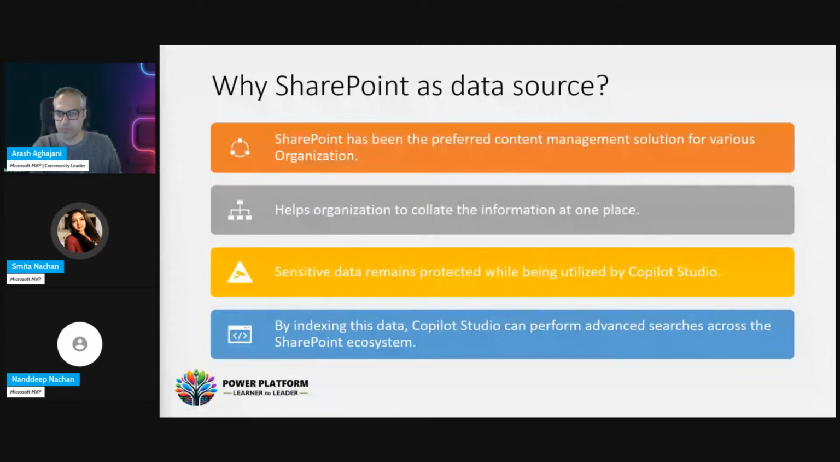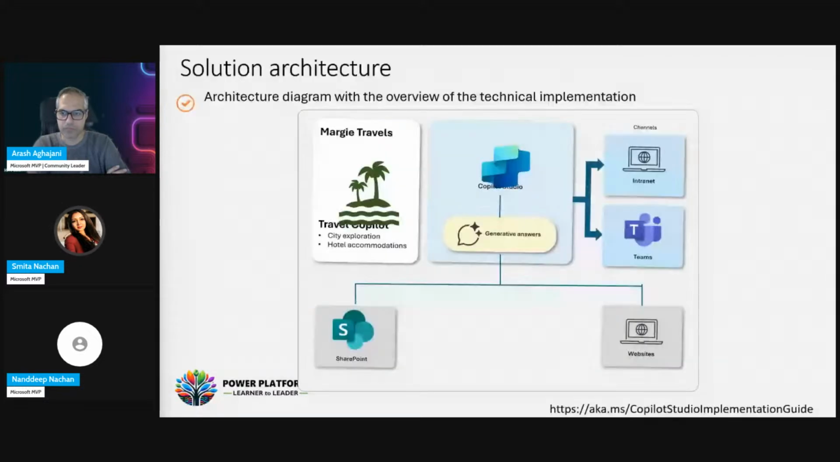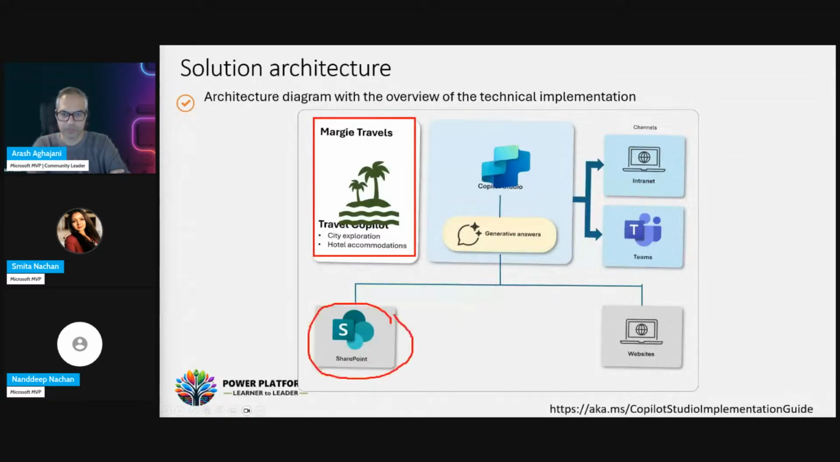With that, let's go ahead and check one example. Before going into the actual demo and how we are going to do the setup, first I would like to discuss the solution architecture diagram. Let's say one example: we are going to create a travel copilot, and the name of the travel copilot will be Margit Travels. We will have one SharePoint site with a document library, and with the help of Copilot, we are going to show you real-time data as per the questions asked by the end user.